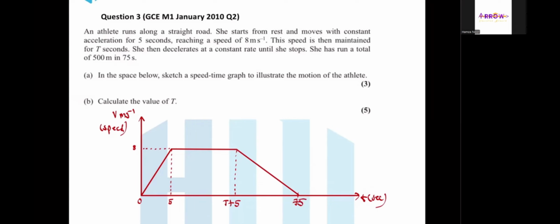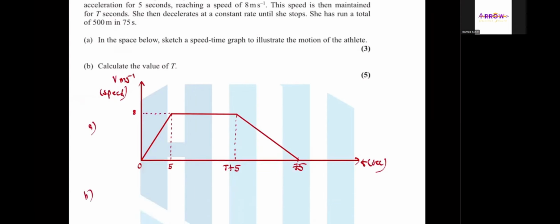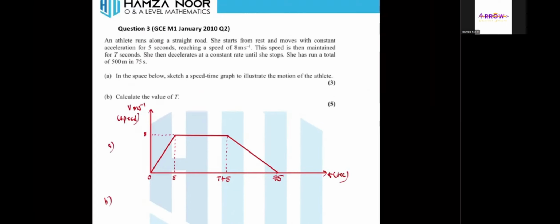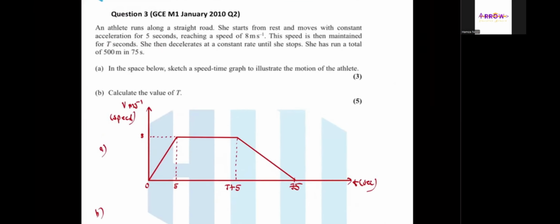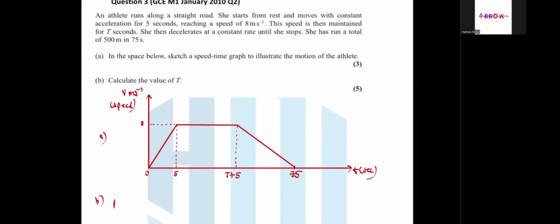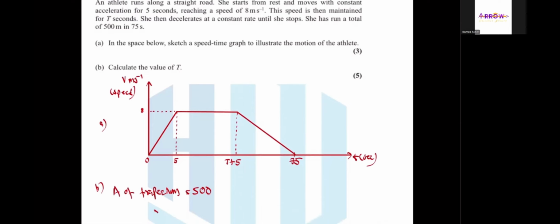All right. So this was basically part A. Now let's attempt part B. We need to find the value of t, and since we know the fact that the athlete has run 500 meters in 75 seconds, the area of the trapezium is 500 meters. So I'm going to say that the total distance covered is 500.